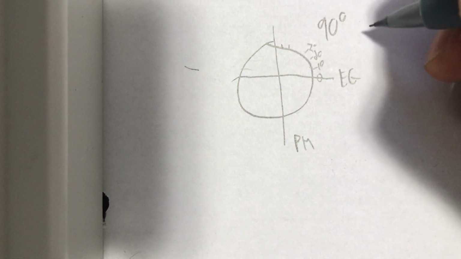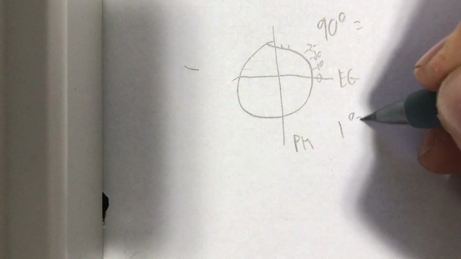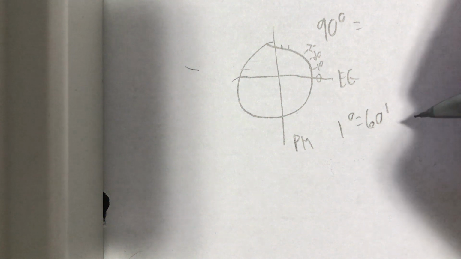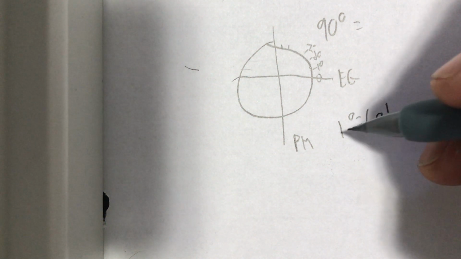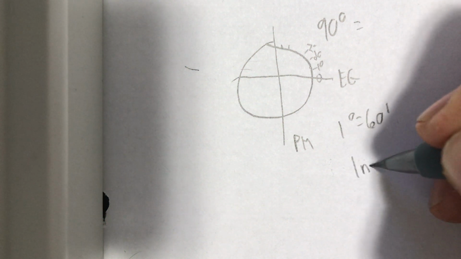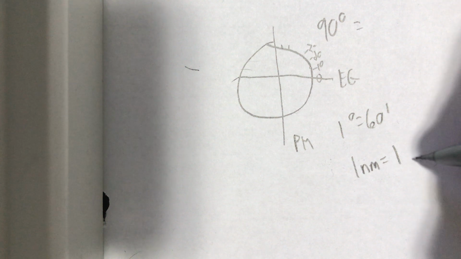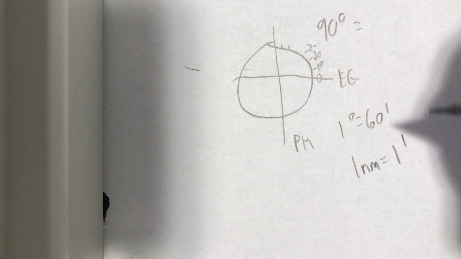In each degree, so 1 degree equals 60 minutes of latitude. In each degree, there are 60 minutes, and they've defined a nautical mile, so 1 nautical mile equals 1 minute of latitude. And that's very handy.